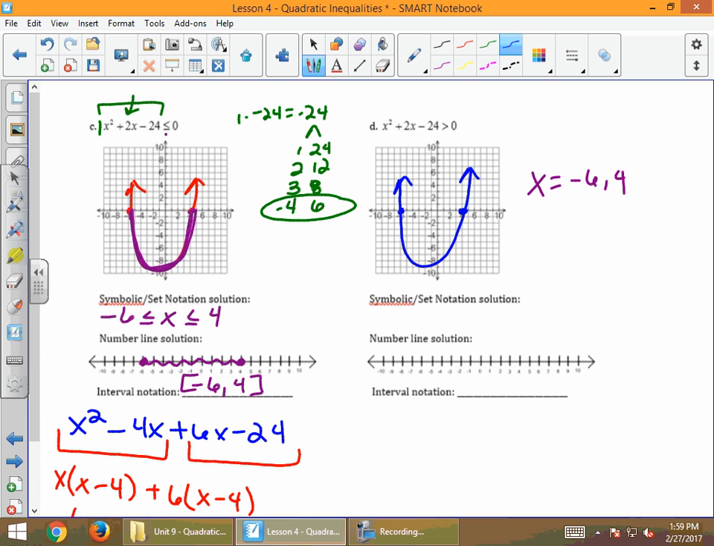So this time we're looking above or below? Above. So we're looking above. Greater than 0. Right? So is that part of the graph separated or connected? Separated. So what do we know about our inequalities? They're going to be separate.